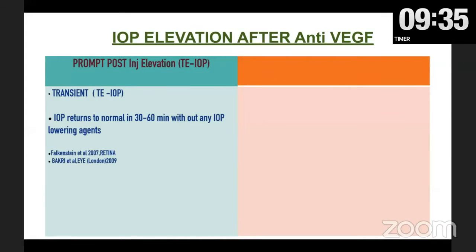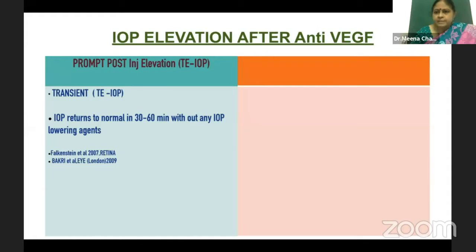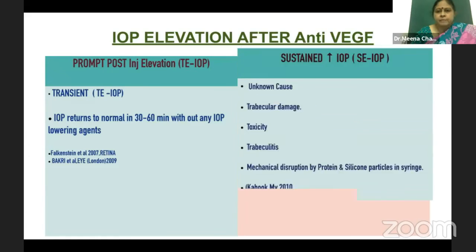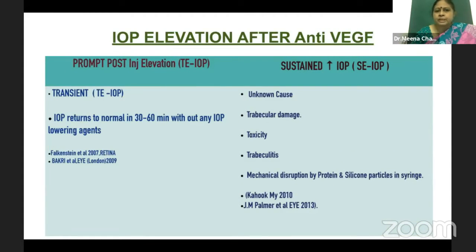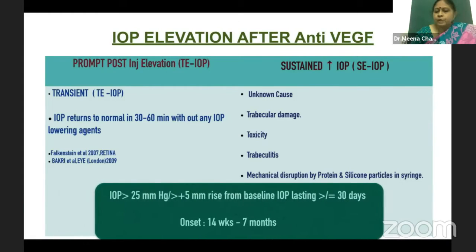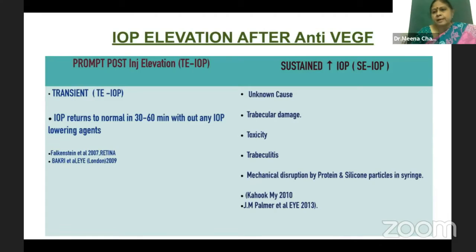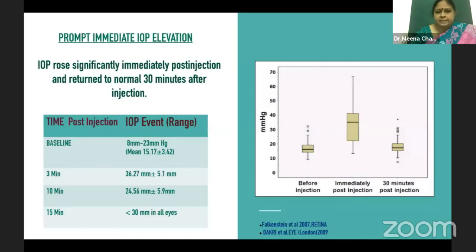So we will deal with both intraocular pressure elevations after the use of anti-VEGF agents and also after the use of intravitreal steroids. If you look at anti-VEGF agents, the IOP elevation can broadly be classified into two: the prompt post-injection elevation in intraocular pressure and the sustained IOP elevation. The transient post-injection IOP elevation occurs in the immediate post-injection period and the pressure returns to normal within 30 to 40 minutes, while sustained IOP elevation due to various reasons occurs in the post-injection phase, varying between 14 weeks to 7 months after injection. The pressure may rise more than 26 millimeter of mercury, and there may be a difference of more than 6 millimeter between both the eyes.